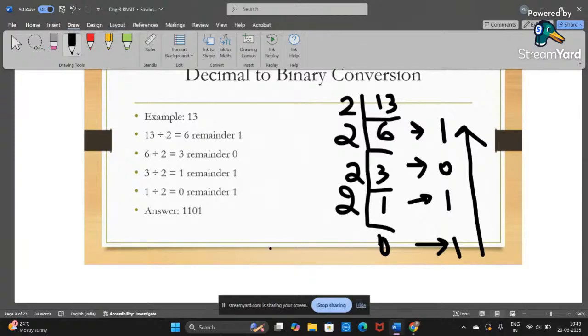So what is there? At first 1, then 1, 0, 1, base 2. This is how we convert from decimal to binary.